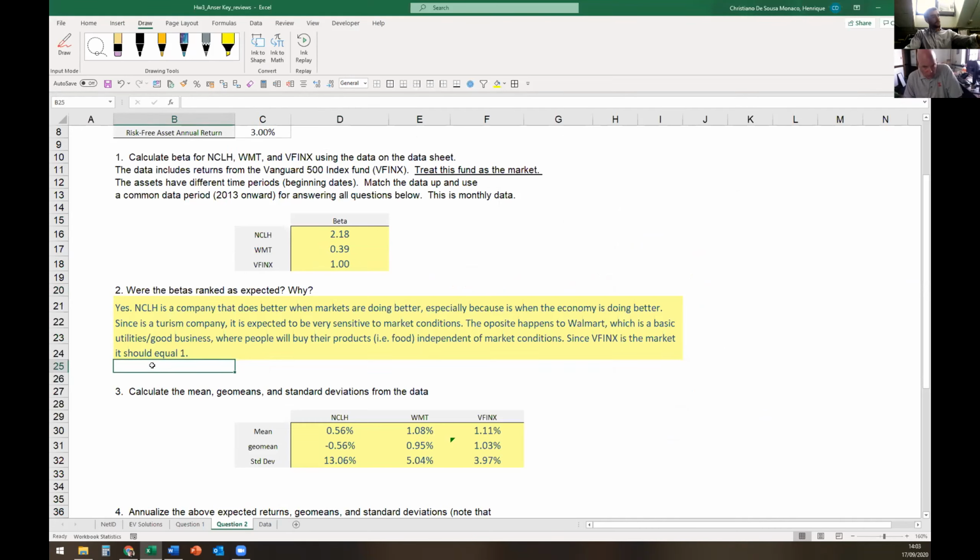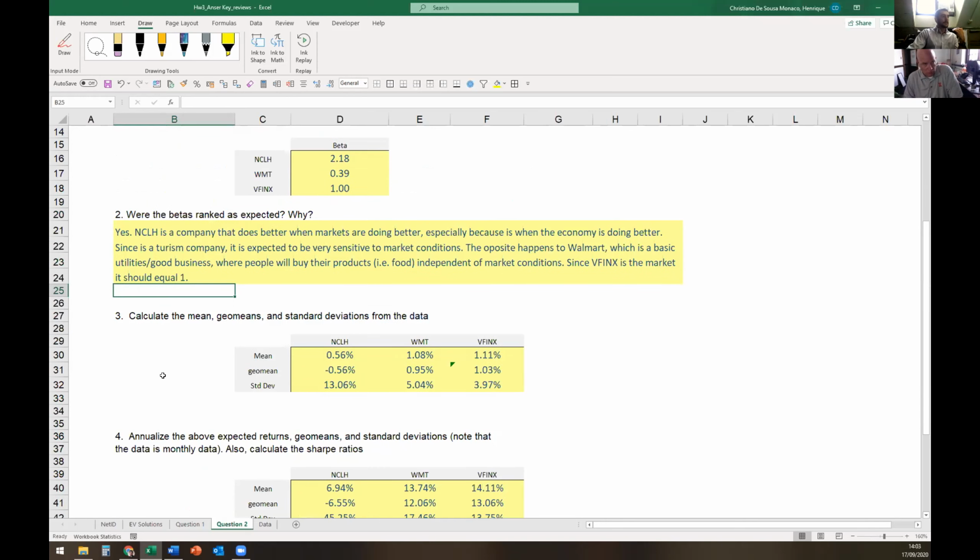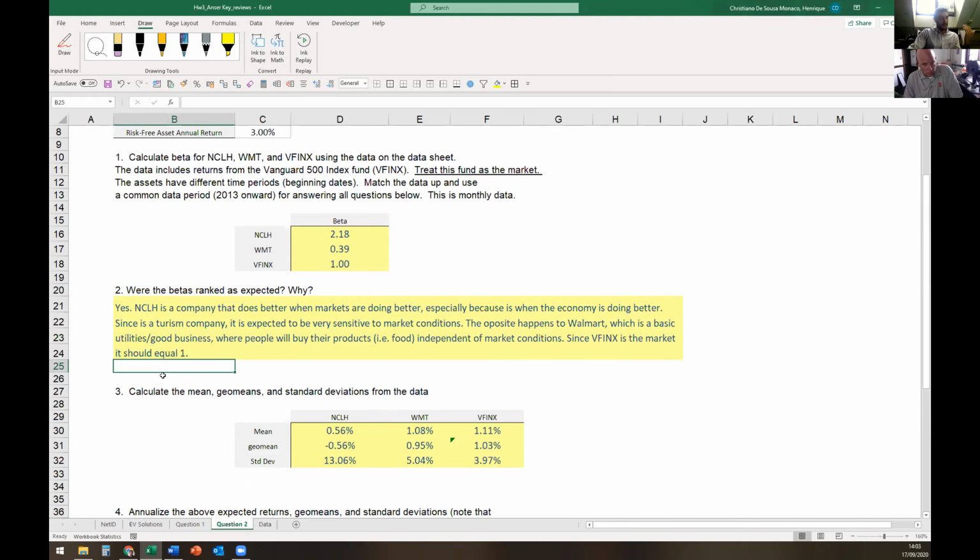This is my words over here, but you could have this intuition behind it, that it was expected, right? Just thinking on the kind of business that Norwegian has, how sensitive it is to the economy overall. And Walmart, on the other hand, even if the economy is bad, people will be buying food, right? So it's less sensitive to the market. So this is the intuition behind beta, right? So it's very important to have it.